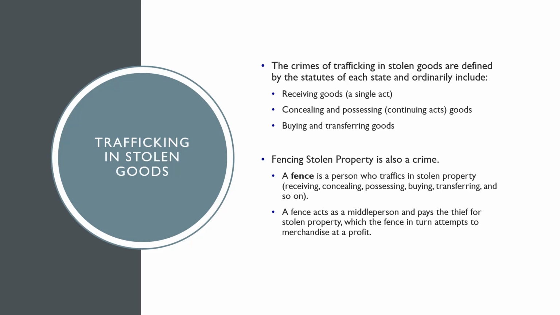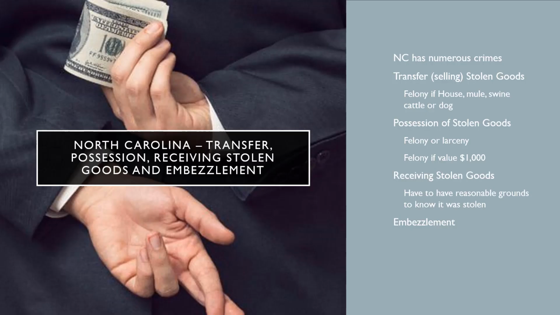Now, if you're buying a really cheap iPhone that someone's selling on the side of the road, you may think, well, maybe it's stolen or maybe it's not stolen. I don't know. Maybe it's just a good deal. And the person might say, oh, no, I'm just getting rid of my old iPhone. Okay, so you have a secondary consumer, in other words. All right, so what does North Carolina have to say about this? Well, North Carolina has lots of crimes related to this. And one of the things we have is transfer or selling stolen goods.